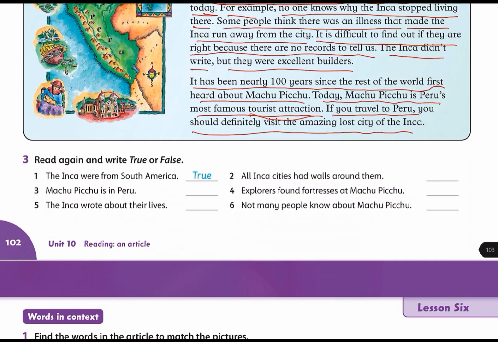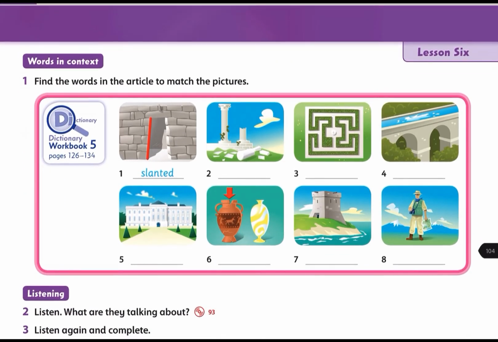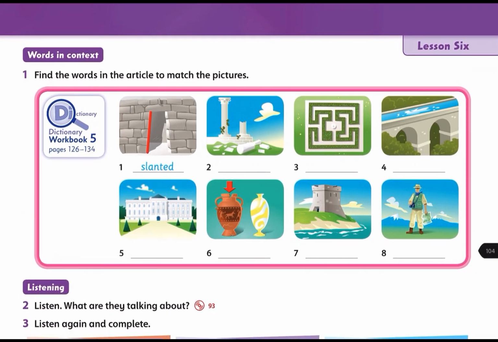Here we have some exercises, homework. Read again and write true or false. Please do it. Write whether it's true or false. And also on the next page, we have these words. You have to find the words in the article to match the pictures. Please write the words as you look at them. Here we have the word slanted in this picture. We said the doors of Machu Picchu were slanted. It wasn't straight like that. It was slanted like that.